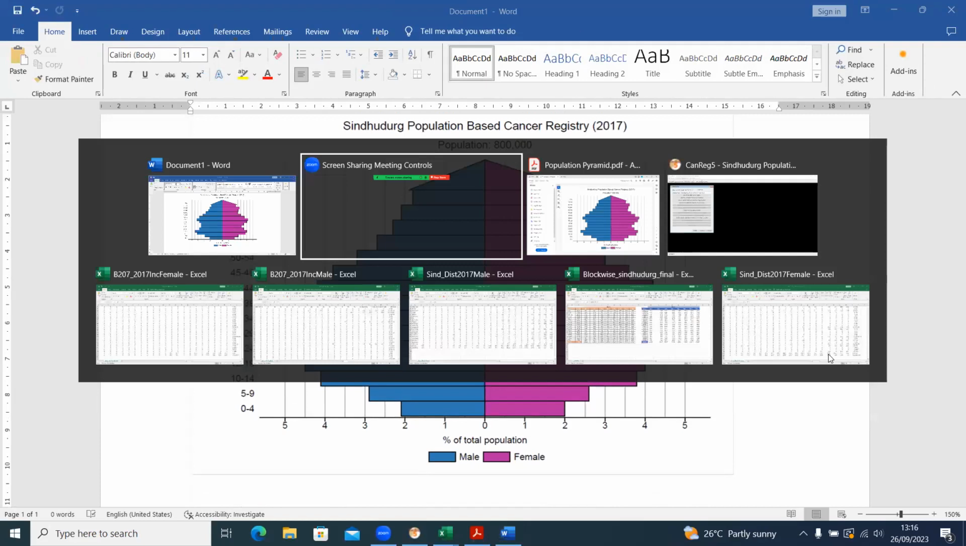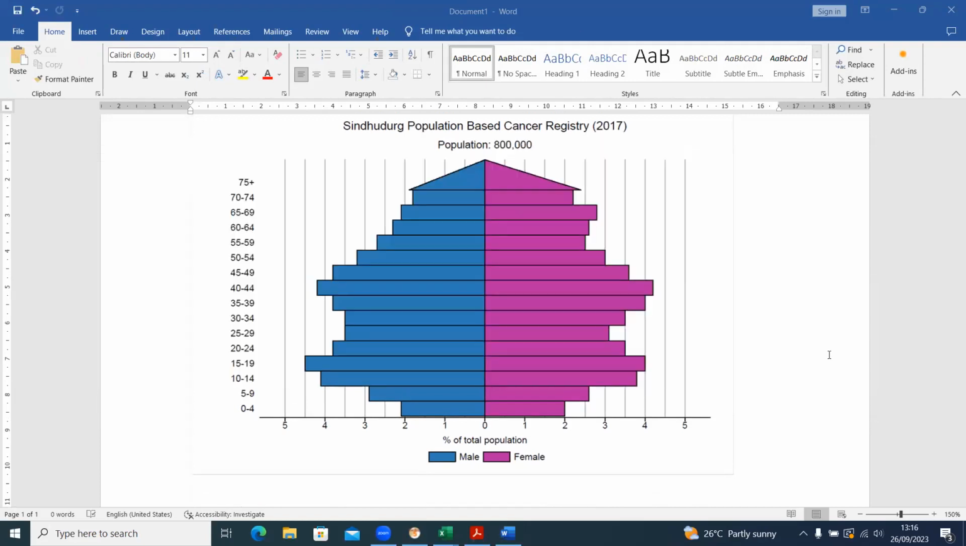See, while writing the report, you need to show the population pyramid in the registry report. So you should be able to do it independently in your report. Go to CanReg, make the entry properly, draw a population pyramid and paste it in the Word file.